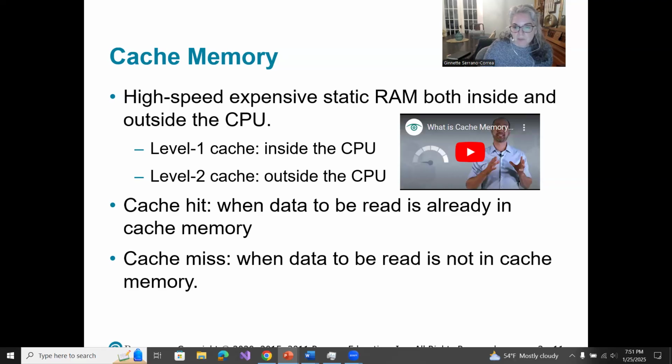Other things that are in cache memory would be, if you use something often, it goes first to cache memory to see if that information is there, that it needs that data. And if the data is there, then it's able to get it quicker, and that's called a cache hit. If that data is not there, it's called a cache miss, and then it goes to RAM to find the data.